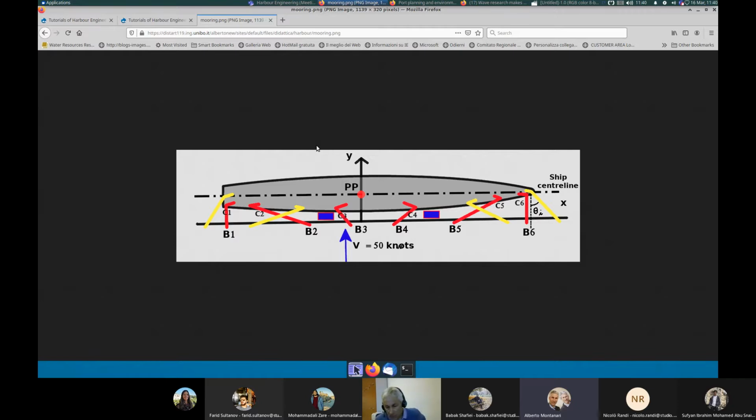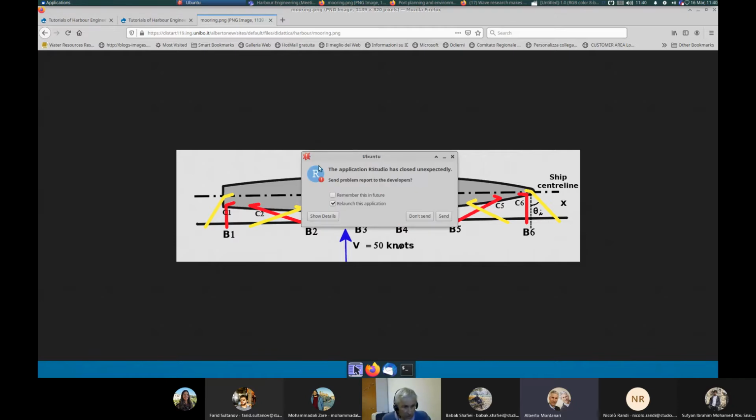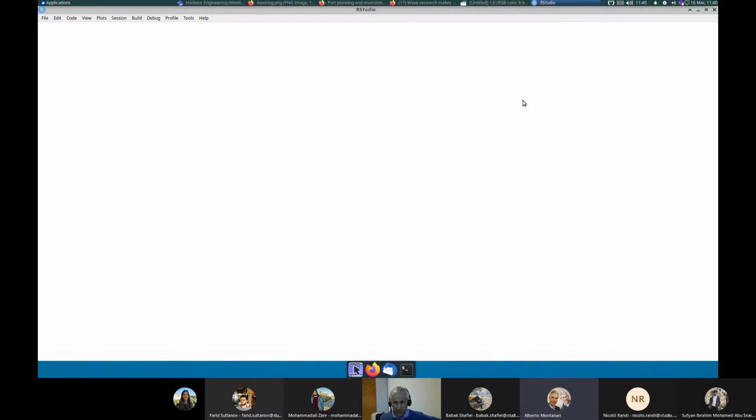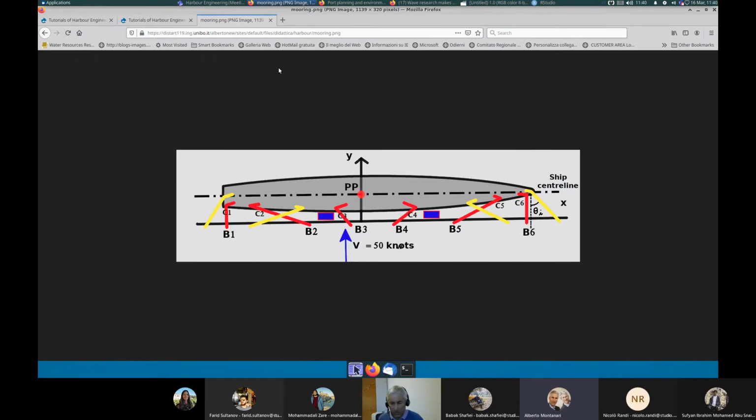I already suggested you, if you have an opportunity, to go in a port and see how ships are moored. Sorry, this is RStudio popping up. Let's go back here. And so again, usually for a ship of this tonnage, they use more than 6. I reduced the number to 6 for simplifying the computation, because our purpose here is twofold.